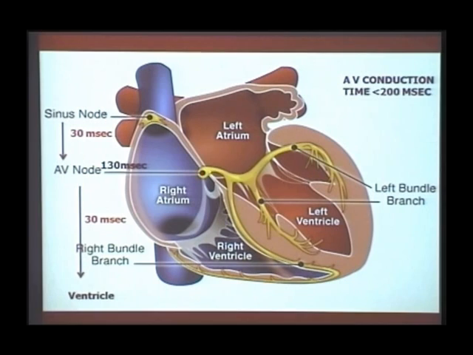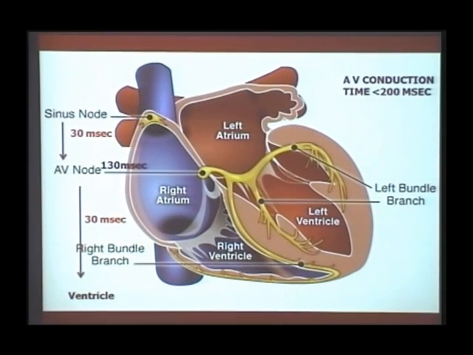Whereas the AV node delays the impulse, and the conduction through the AV node takes 130 milliseconds. And from the AV node to the myocardial cell, it takes once again only 30 milliseconds because of this rapid conduction through the specialized conduction system. So the total atrioventricular conduction time is less than 200 milliseconds, in other words 0.2 seconds. But the majority of this atrioventricular conduction, the main delay, is happening only at the AV node.